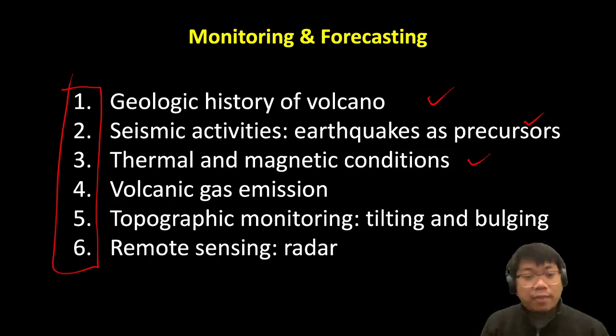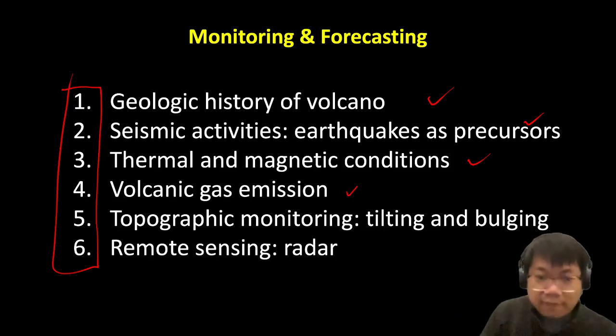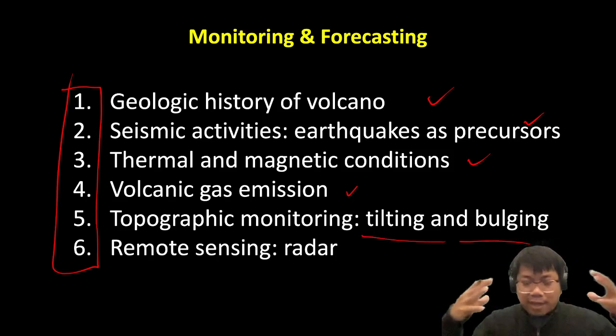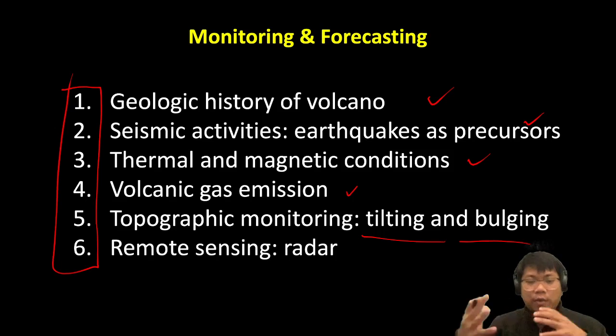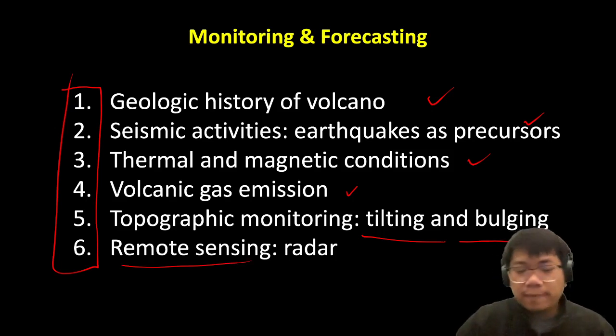Geoscientists can also go out there and measure the volcanic gas emission directly from the volcano. We can also measure the tilting and bulging, especially the swelling of the ground, in order to know whether there's ongoing activity or not. We also use some fancy tools such as remote sensing. So all of this, the combination of these elements, helps geoscientists to monitor and forecast future eruptions.